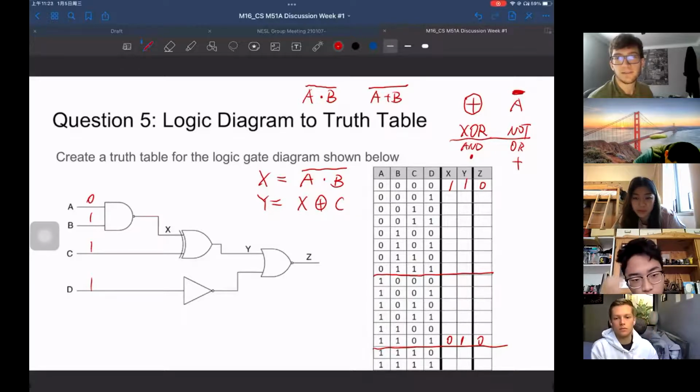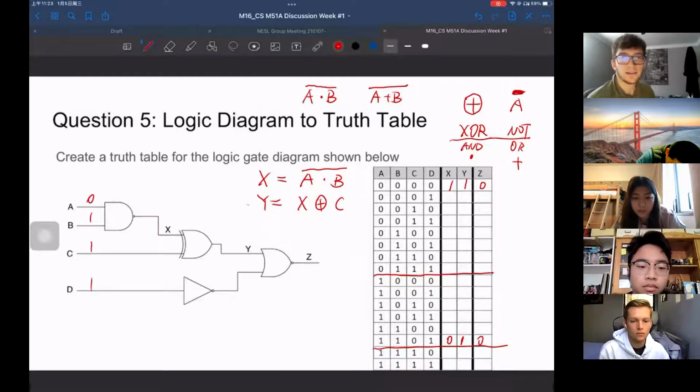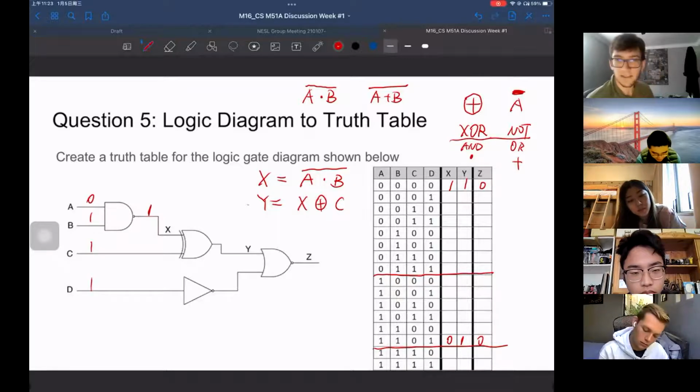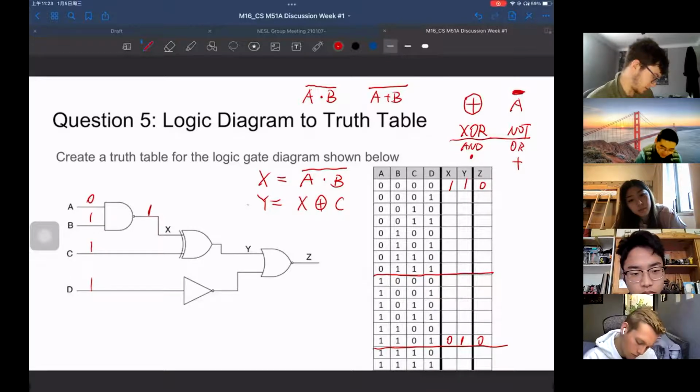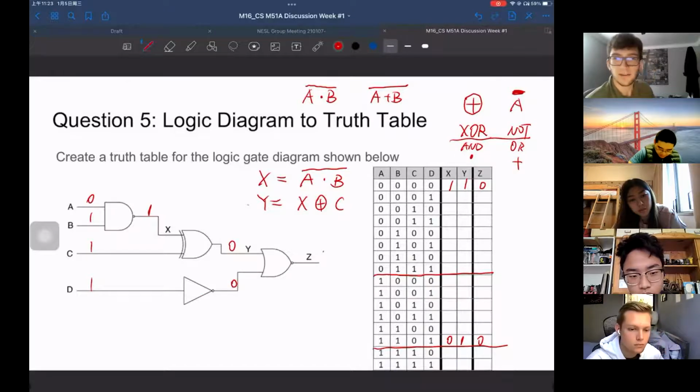So what is X? 1. Let me verify it. 0 and 1. If it's AND, it's going to 0, but it's inverted, so 1. I agree. Okay, and then the next is 0. It's XOR. We have the same input, so the output is 0. And then it would be 1. Here, it would be 1, 0, 1. 1, 0, 1. I agree.